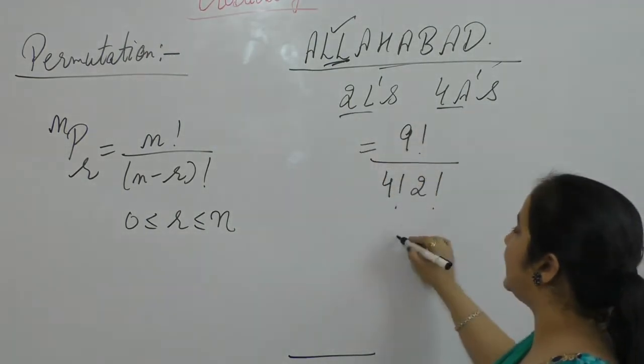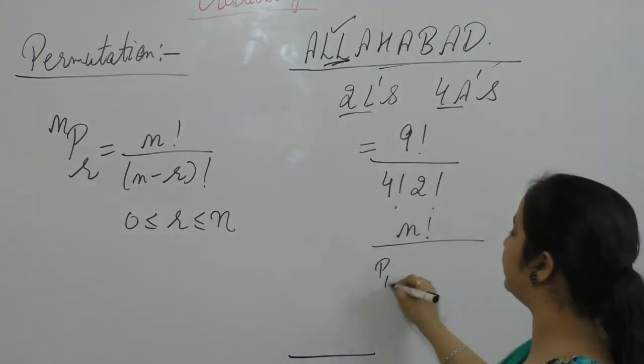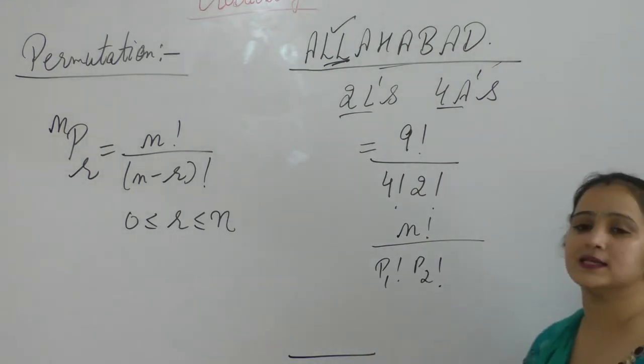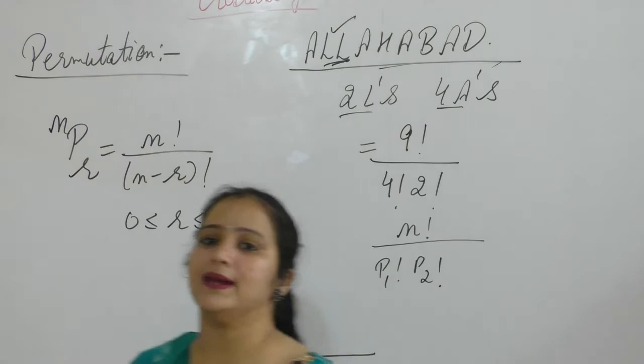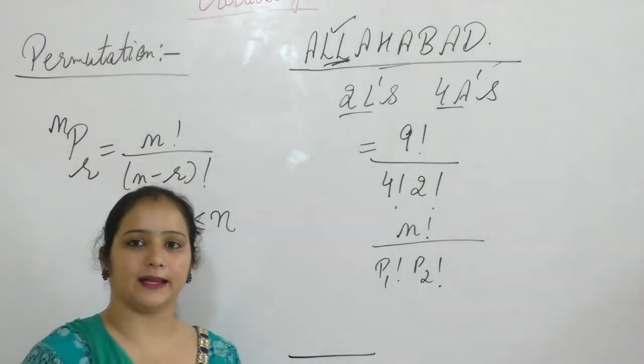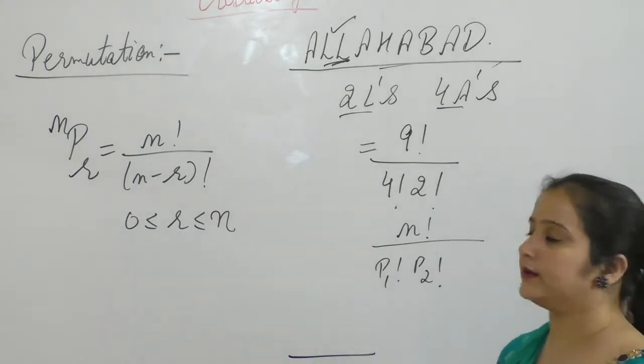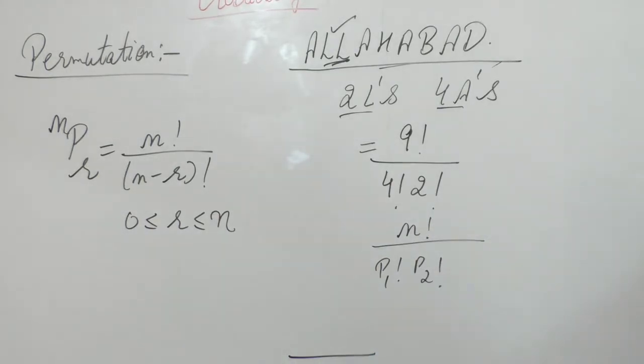If more than one letter is repeating, p times, p1 times, p2 times and so on, the formula extends accordingly. So this is the case when some letters or some digits are repeated and the rest are different. Note it down.